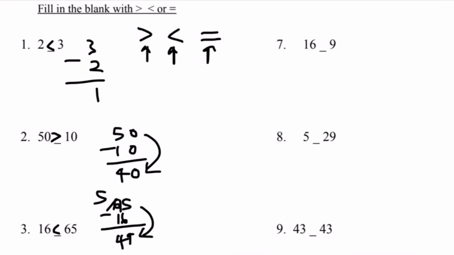Number 7, 16 and 9. Well, we know that 16 is much greater than 9, so we put the greater than sign. 16 is greater than 9. Number 8, 5 and 29. Well, 29 is a 2-digit number and 5 is a 1-digit number, therefore we know that 5 is less than 29. Lastly, 43 and 43. Well, they're the same numbers with the same digits, therefore we know that 43 is equal to 43.